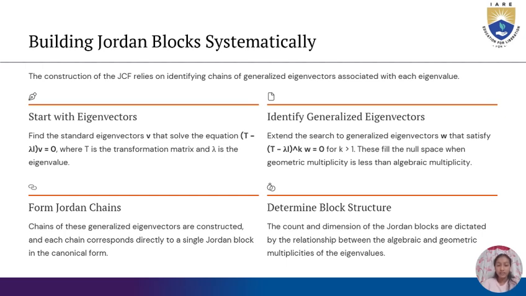Form Jordan chains. Chains of these generalized eigenvectors are constructed and each chain corresponds directly to a single Jordan block in the canonical form. Determine block structure. The count and dimension of Jordan blocks are dictated by the relationship between the algebraic and geometric multiplicities of eigenvalues.